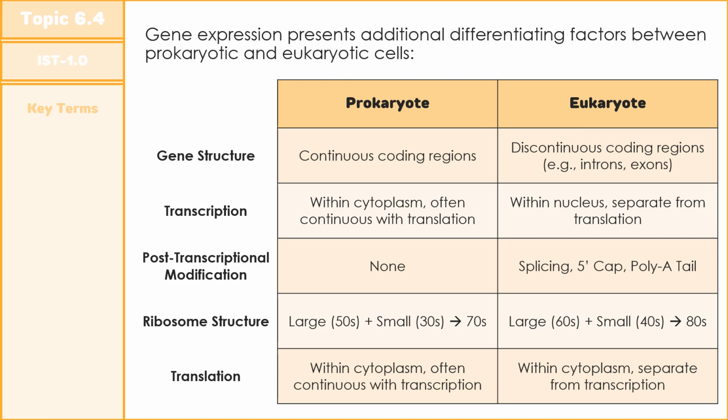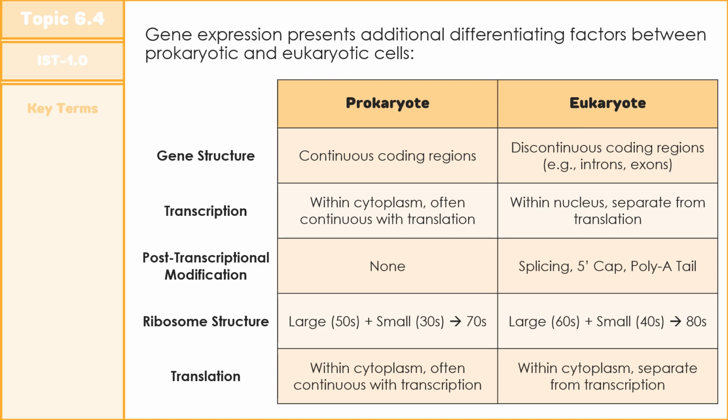We have absolutely no post-transcriptional modification in prokaryotic cells because they have continuous regions of code. They are often going to do translation at the same time that they do transcription. So there's really no time and no need for us to mess around with any of these sequences. Eukaryotic cells, on the other hand, have to take the time to cut out the pieces that we don't need, involved in splicing. And then we're going to add on those additional pieces like the 5' cap and the poly A tail that help to move us out of the nucleus and into the cytoplasm.